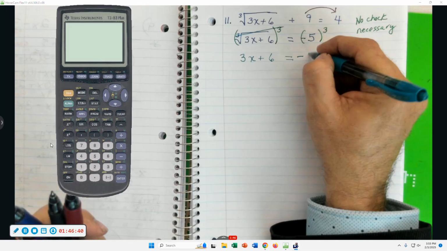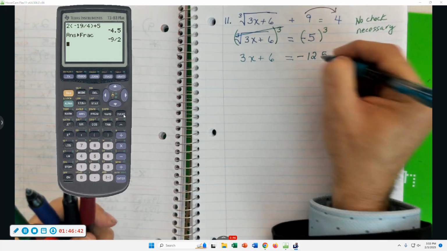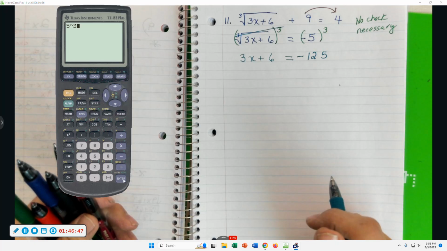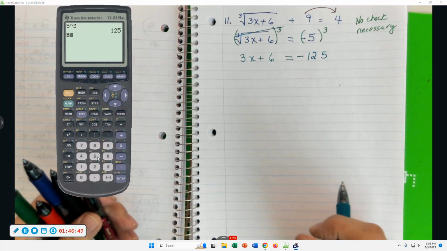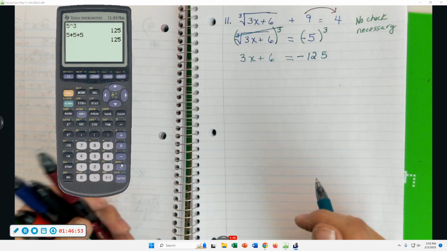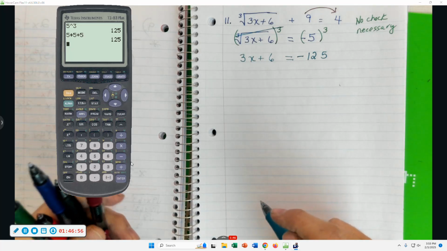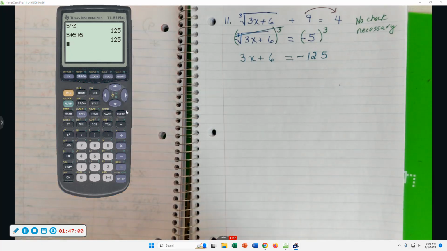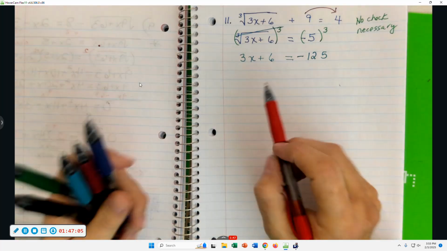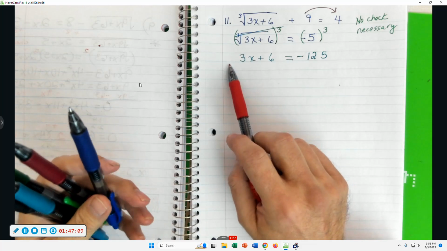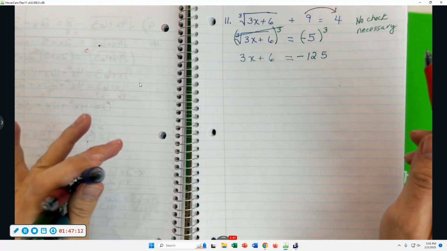I bet some of y'all did this: 5 cubed on your calculator, or you can go 5 times 5 times 5. Either way, you're getting a negative 125. Notice I don't bother entering the negative because I know a negative to an odd power is going to stay negative. Now, what sort of equation do we have? Do we have a quadratic equation? Are we going to have to factor? Say no.